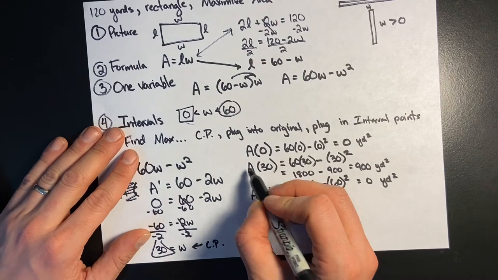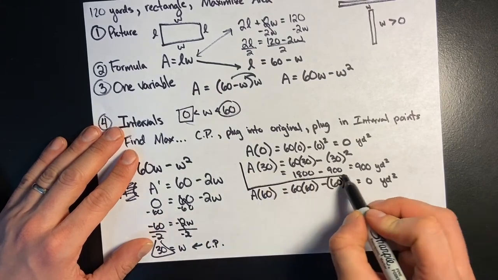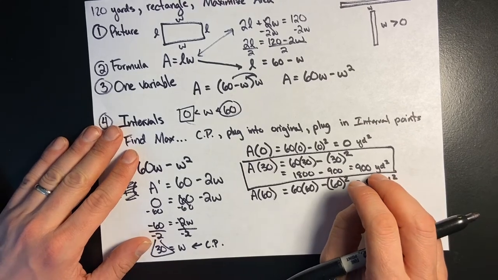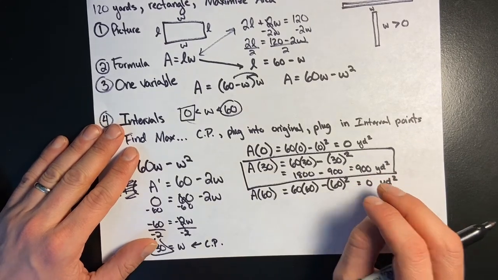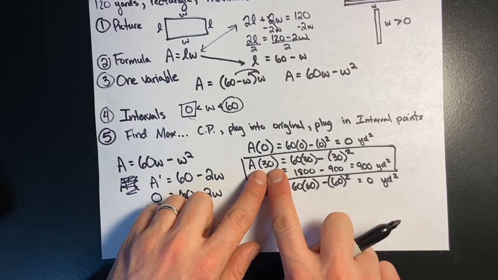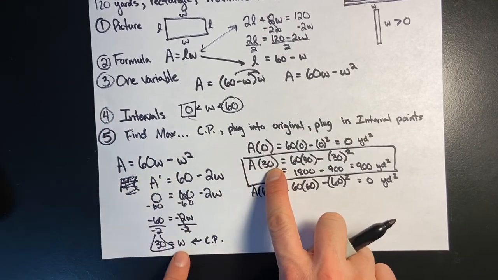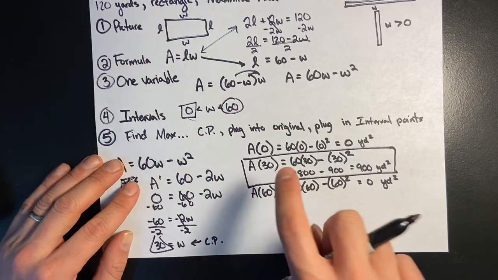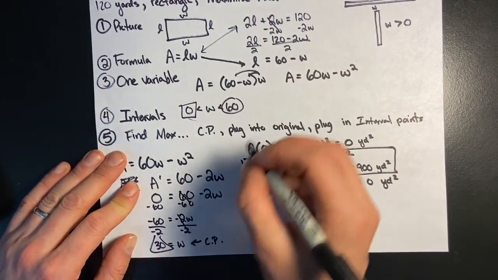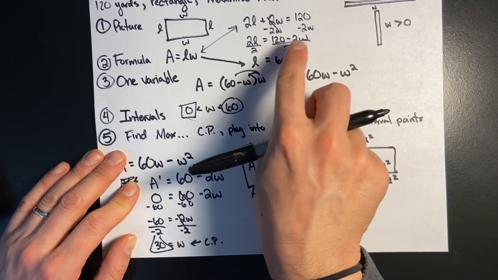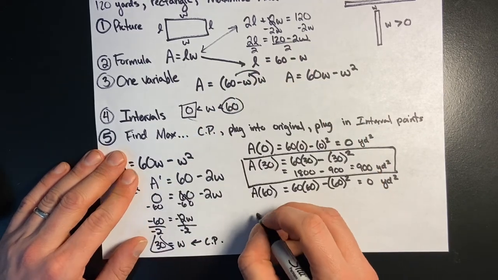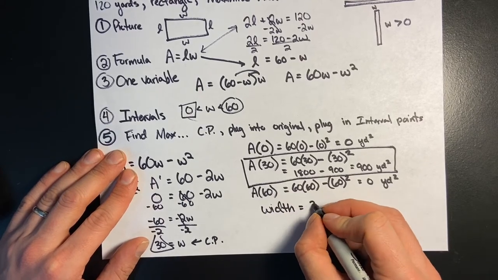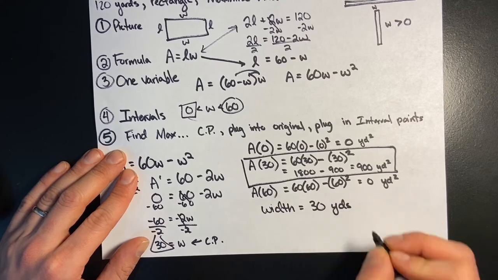Okay, so my maximum value is this. Now, what did the original equation ask me to do? It asked, what are the dimensions of a rectangular fence that would maximize the area? The value that allowed me to maximize the area was W equals 30. So if my dimensions say that the width of 30 is going to allow me to maximize it, then I could say the width is 30 yards. How do I find the length?